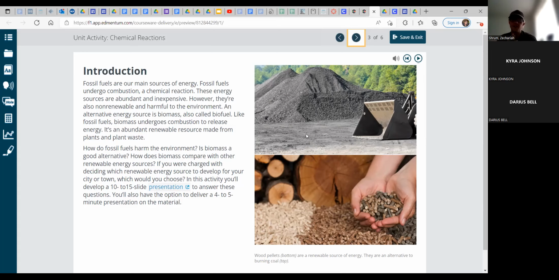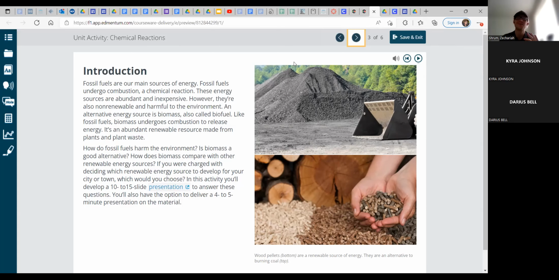And if you were put in charge with deciding which renewable energy source to develop for your city or town, which would you choose? So we're going to do some research, and then at the end, hopefully you'll be able to have a better understanding of which one would work for Tulsa, Oklahoma, right? And ideally, we're going to try to develop a 10 to 15 slide presentation and answer those questions throughout the presentation.